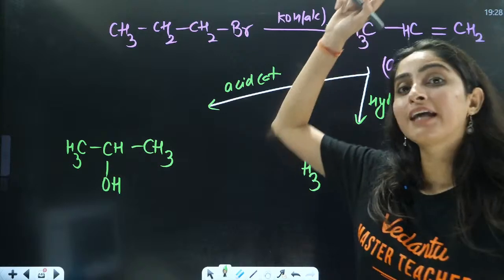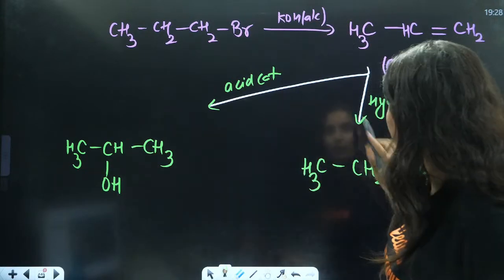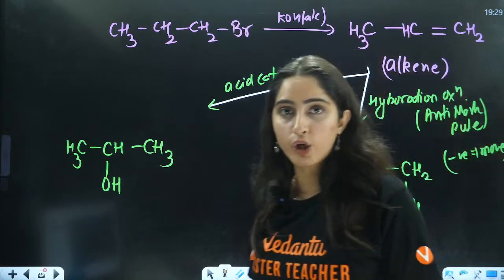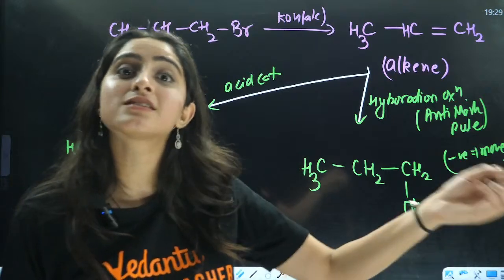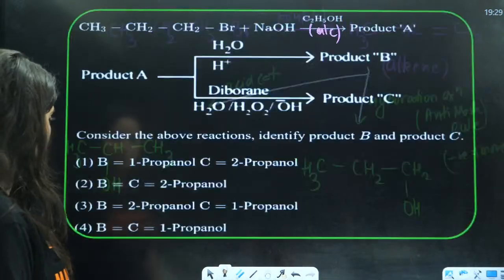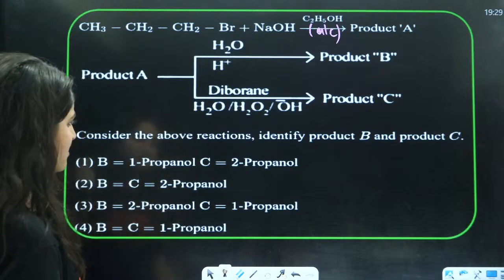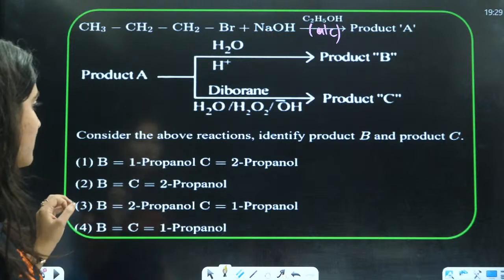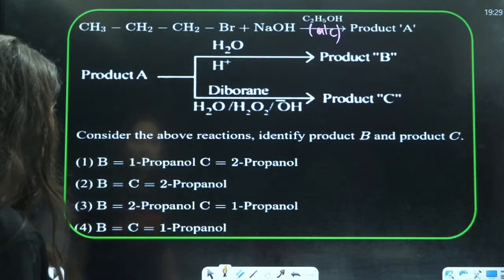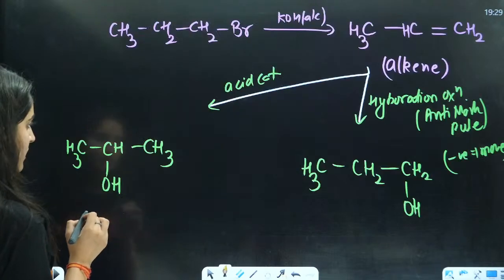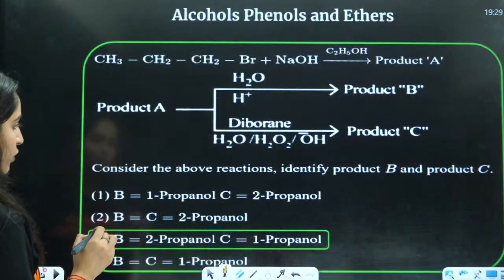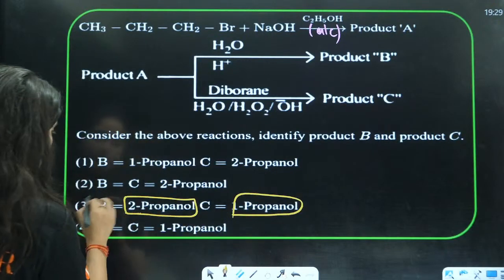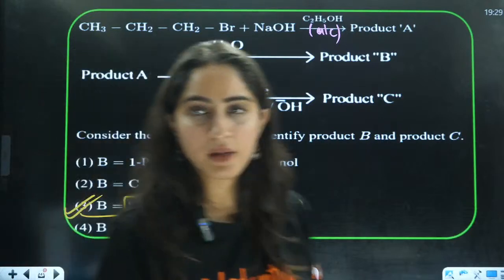There was one more thing, oxymercuration demercuration. In oxymercuration demercuration, you apply Markovnikov rule, that means the negative part goes to the carbon with fewer hydrogens, right? So what are they asking you? They are asking what is B and what is C. B is 2-propanol and C is 1-propanol. So C is the correct answer, right?